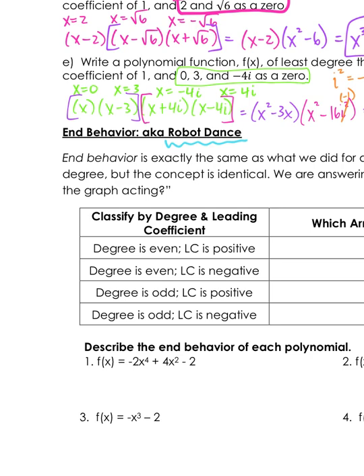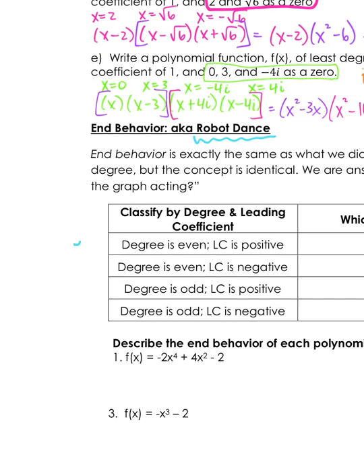Okay, so if the degree is even, so 0, 2, 4, 6, 8, etc., and the leading coefficient is positive, we're going to call this E plus, so even and positive.